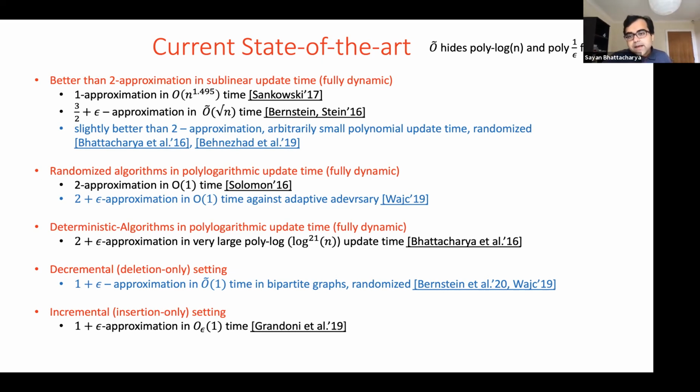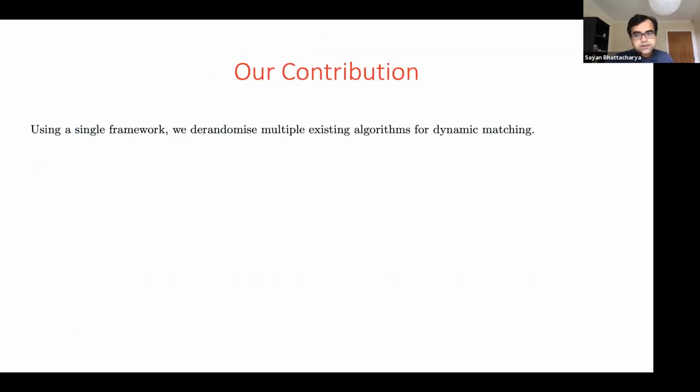And the question one can ask is, can we get around this barrier? Can we tackle the reason for which these algorithms are randomized and de-randomize them all at one go? And this is the main contribution of our paper. So in a nutshell, using a single framework, we de-randomize multiple existing algorithms for dynamic matching.